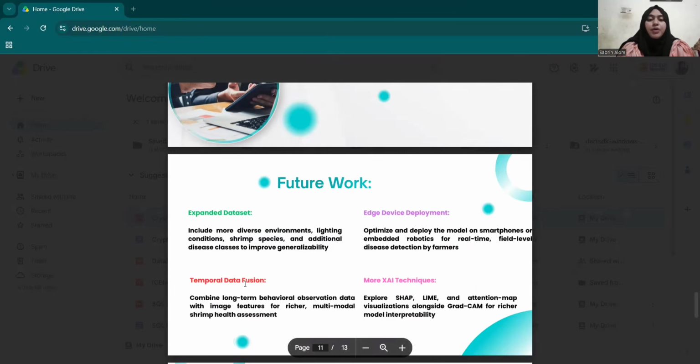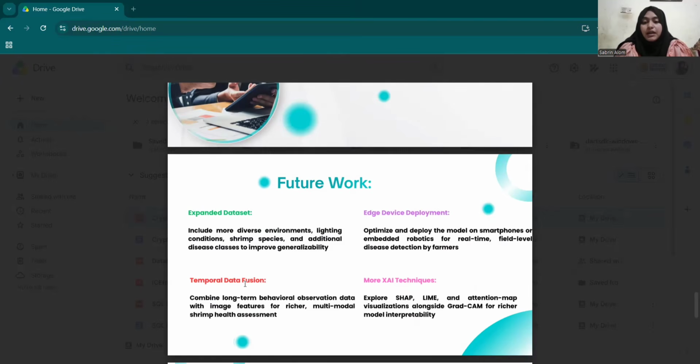And the third one is temporal data fusion. Combine long-term behavioral observation data with image features for richer multimodal shrimp health assessment. They actually want to say that right now the model only looks at one photo. In the future, we can also use video or behavioral data like how the shrimp moves over time to make even better predictions. And the last one is more AI techniques.